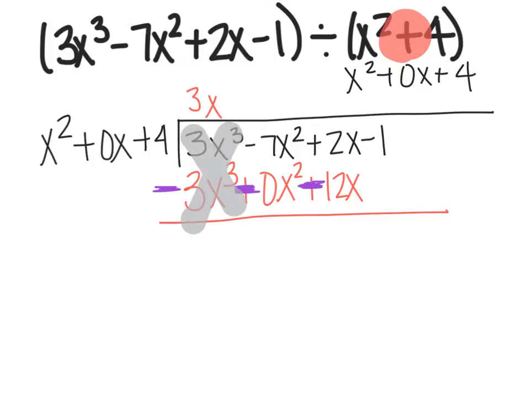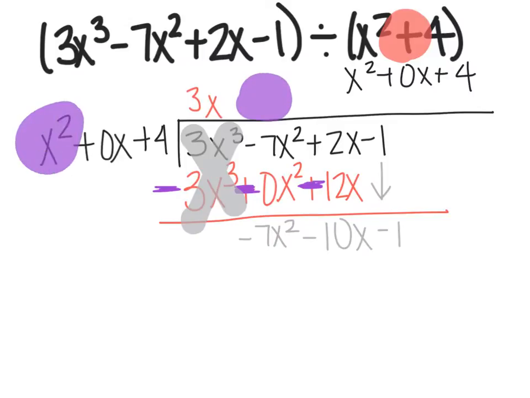And I am left with negative 7x squared plus 0x squared, which would be negative 7x squared. And then I'm going to combine my 2x minus 12x, which is negative 10x. And I'm also going to bring down my minus 1 here. So now I've got to figure out what times x squared is going to equal negative 7x squared. That's what I've got to figure out. Well, if I need to multiply something by x squared to get negative 7x squared, that something has to be negative 7. So now I do the math.